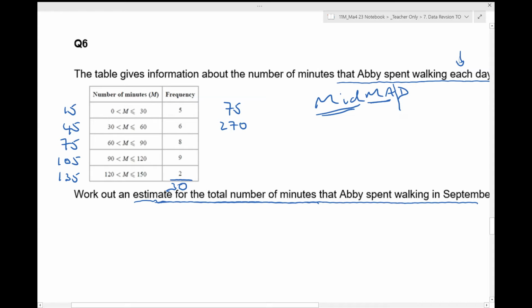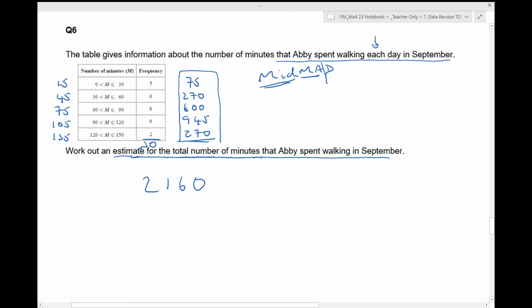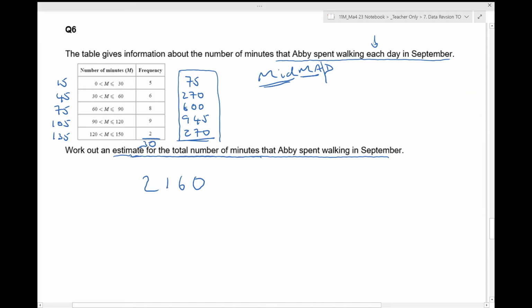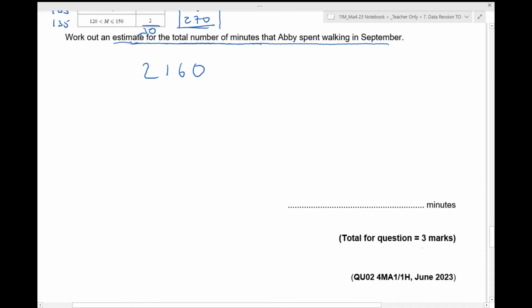So I'm multiplying here: 75 times 8, 105 times 9, and 135 times 2. Her total number of minutes will be the sum of all those numbers. And so the total number of minutes that Abby spends walking is 2,160. Okay, that's number 6. Didn't ask me for the mean at all. How many marks was that? 3 marks in June 23.